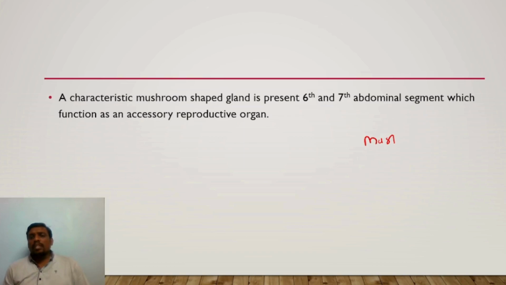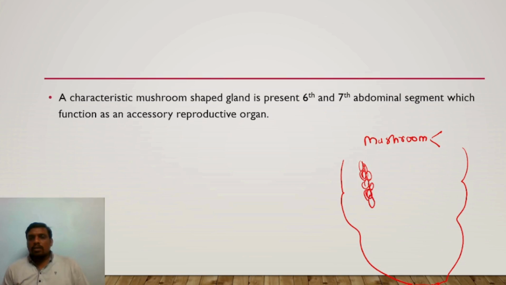Now let us see the characteristic features of the mushroom shaped gland. I told you the mushroom shaped gland is made up of two kinds of tubules. Imagine this cockroach body. Males have anal sacs, and you can see the testicular lobules, tubular structures. In between these testicular lobules, a mushroom shaped gland is present exactly here, which is made up of short tubules and also long and slender tubules.